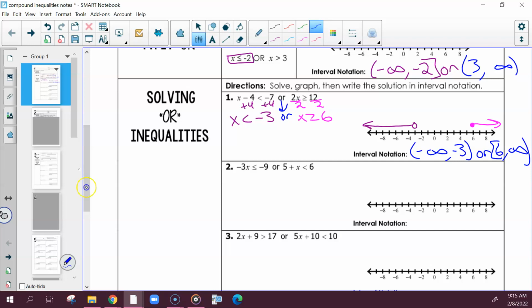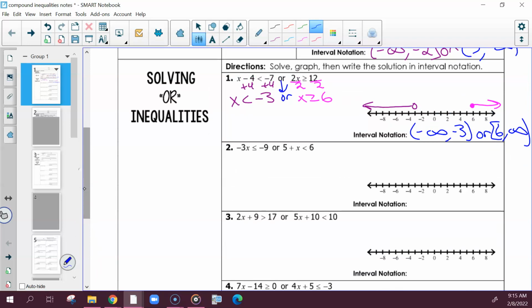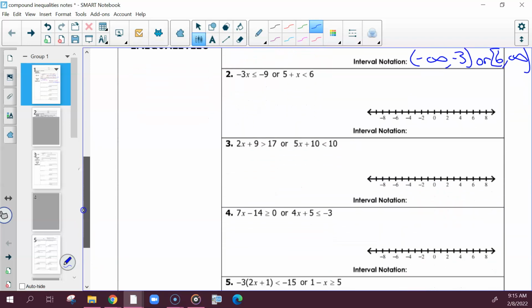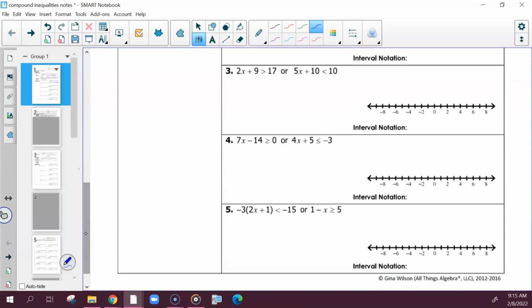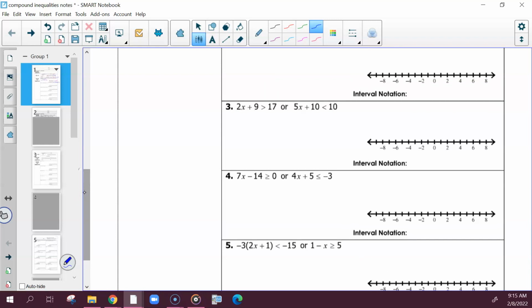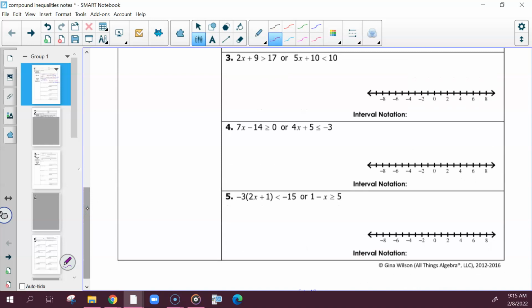What is it? 6 problems on here? 5. Let's do, let's say we do number 4. Same thing. Solve one side, then solve the other. Doesn't matter which side you do first.